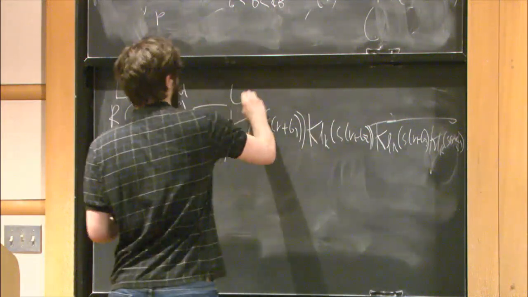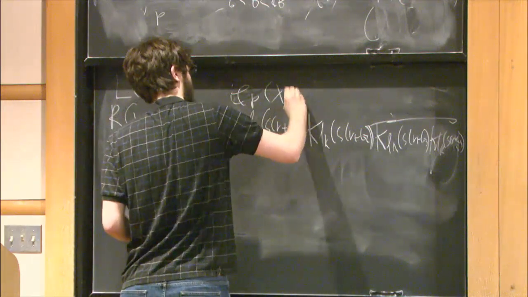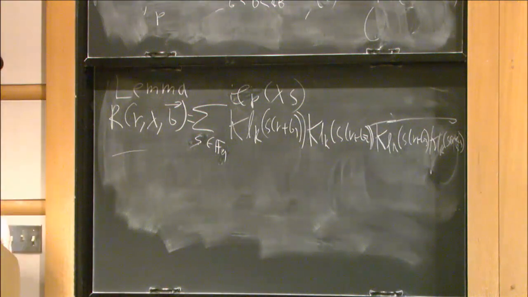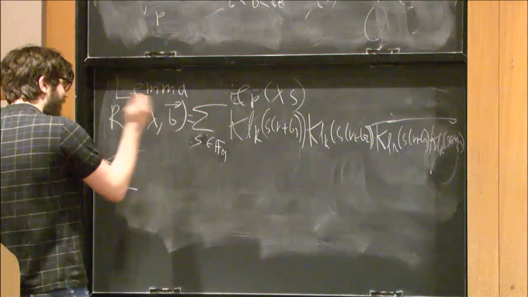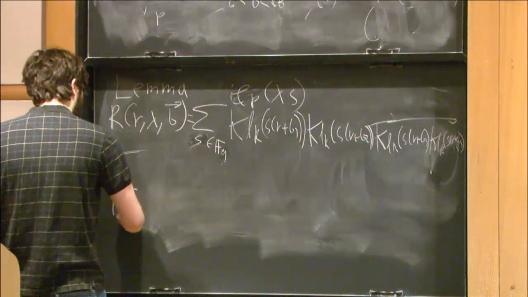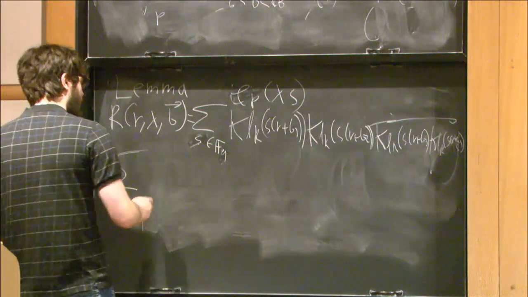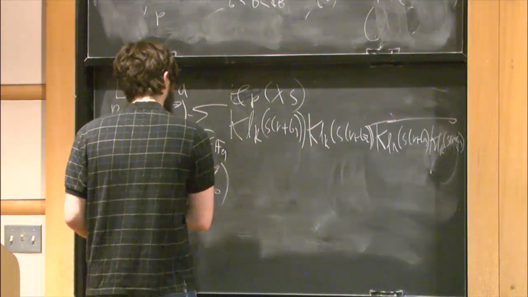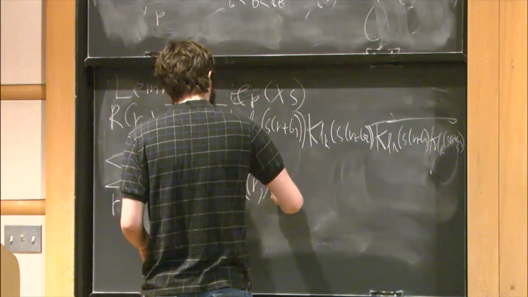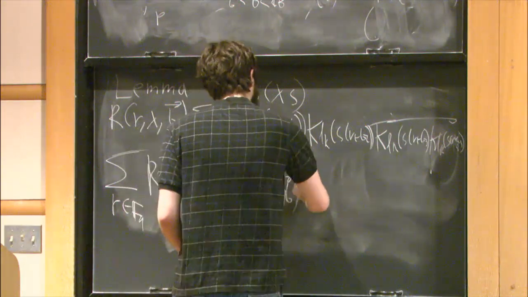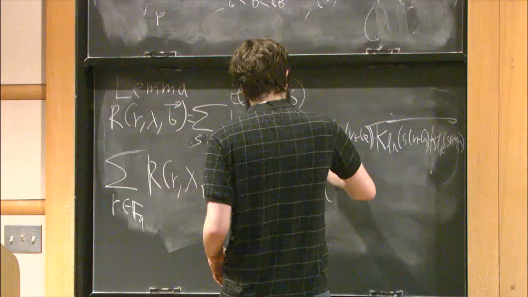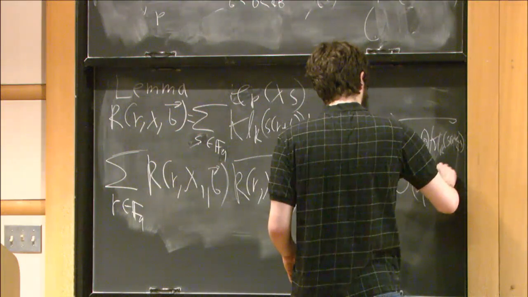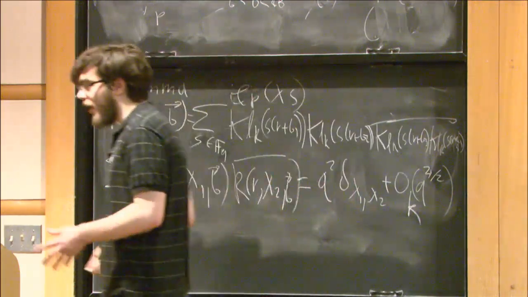Oh, there's one more thing. So let me put it over here, which is we need an additive character. So I'm now going to write down the complete sum that we bound. The complete sum in this notation is pretty simple. It's just the sum over R in FQ of this R of R lambda 1 B times R of R lambda 2 B conjugate is Q squared delta lambda 1 lambda 2 plus O of Q to the 3/2, O depending only on K.